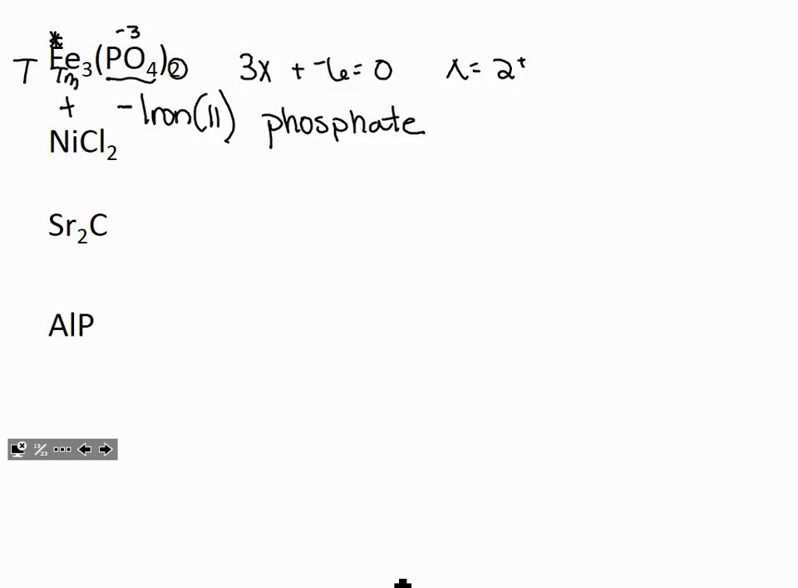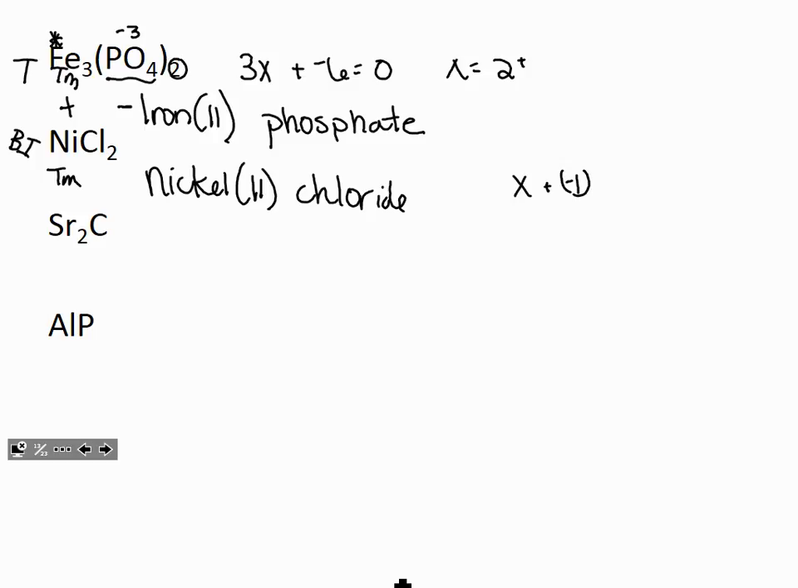Here's another one. This is a binary ionic compound that contains a transition metal. If we calculate the charge of the nickel, we find that it is 2 positive. So this compound is nickel, Roman numeral 2, chloride. We know the charge of nickel is X. The charge of chlorine is -1, and there's 2 chlorines, right? So X is equal to 2.